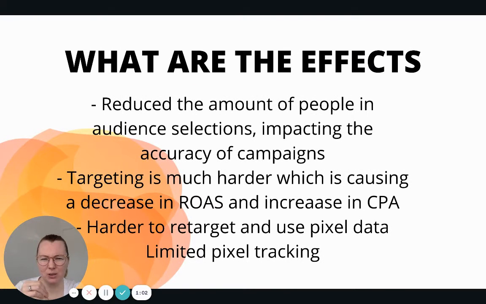What are the effects? It's reduced the amount of people in audience selections, impacting the accuracy of campaigns. So maybe an audience before was like 1 million, and now with people being able to opt out, it's dropped way below that. So we're not able to accurately target people like we used to 6 months ago, which is making targeting much harder. In return, the return on ad spend is decreasing and the cost per acquisition is going up. It is much harder to retarget and use pixel data because it has limited pixel tracking.